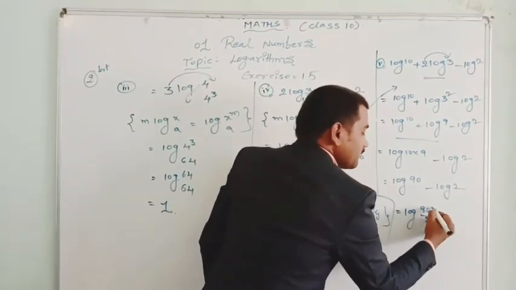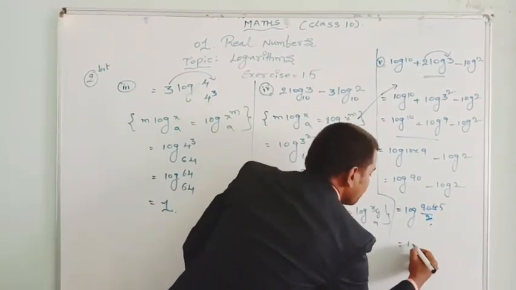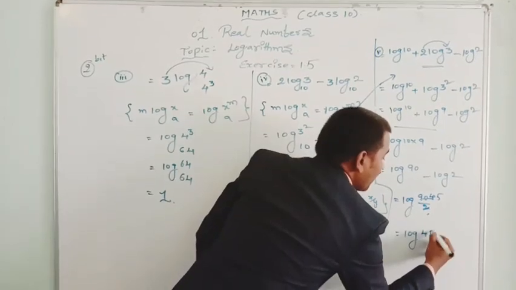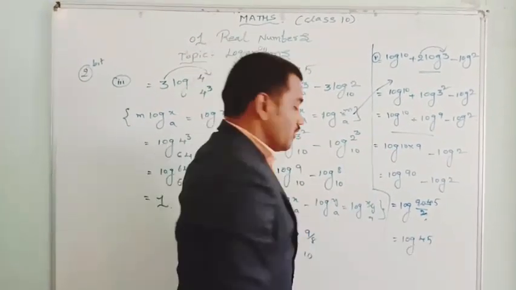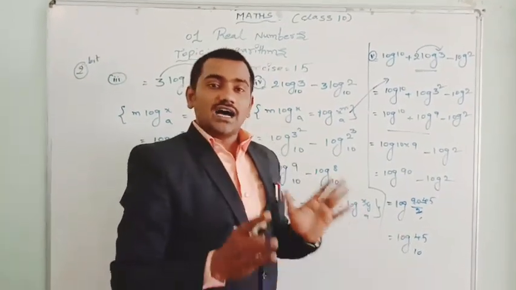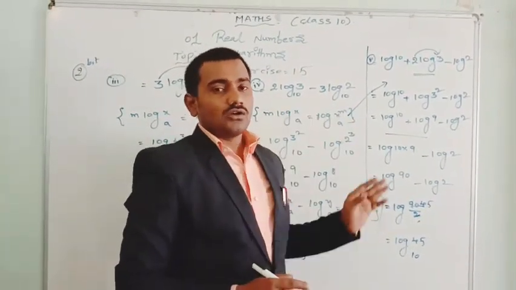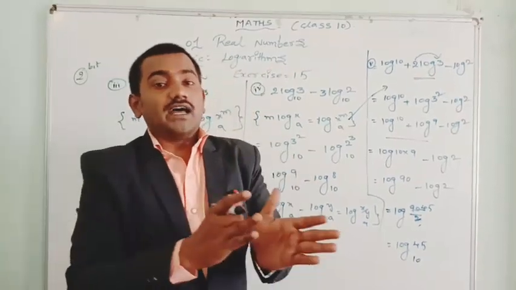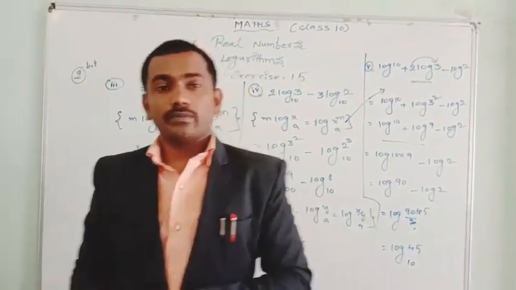Here 2 ones are 2, 45. So log 45 is the value. You can also write it as base 10, no problem. Log 45 of base 10 is the answer of this question. So let's see the third bit now.